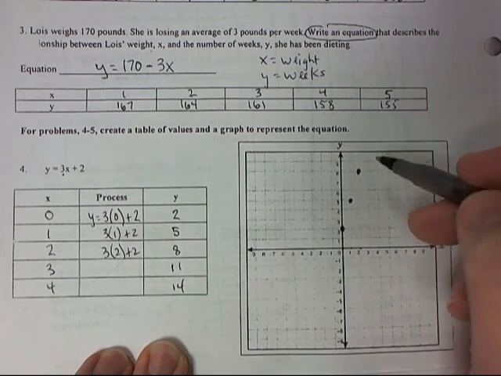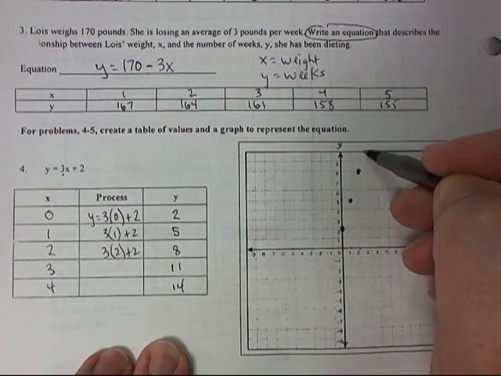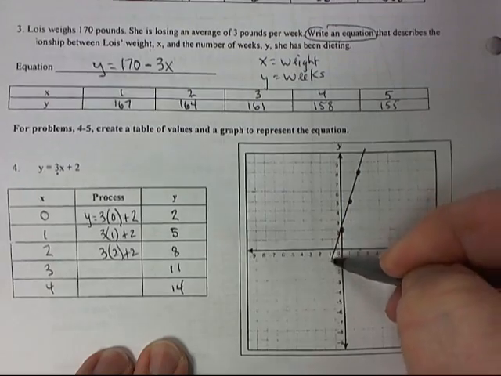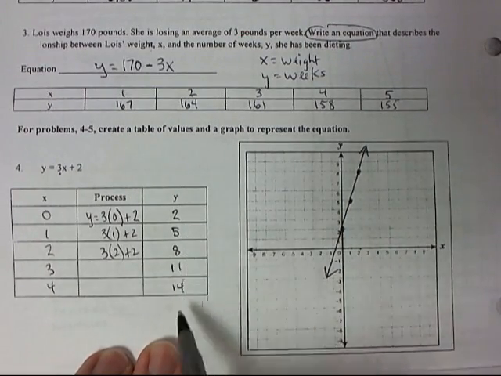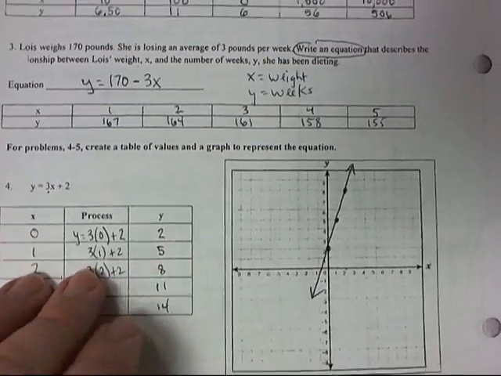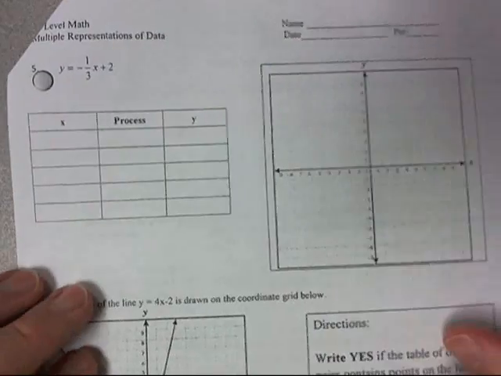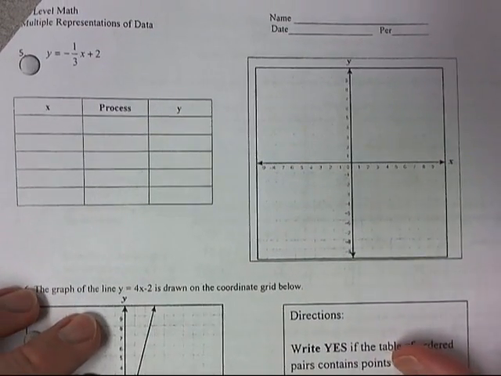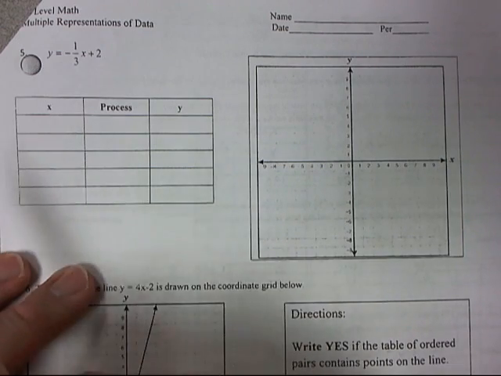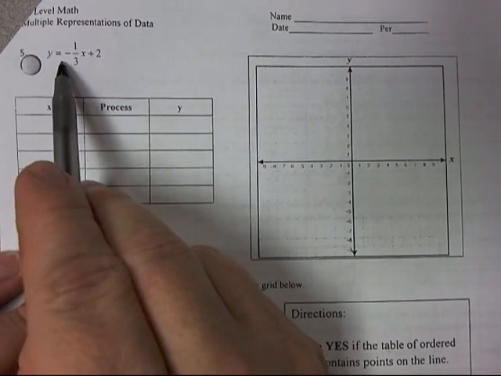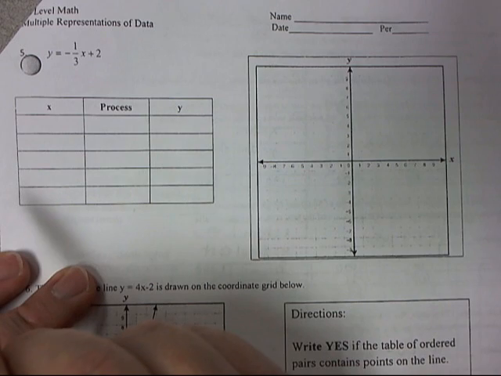And we're going to go off the chart, so let's just stop there, connect our dots. It makes a straight line because there's a constant pattern to our y value. Number 5. Same type of question. But this time we're incorporating a fraction into our equation.